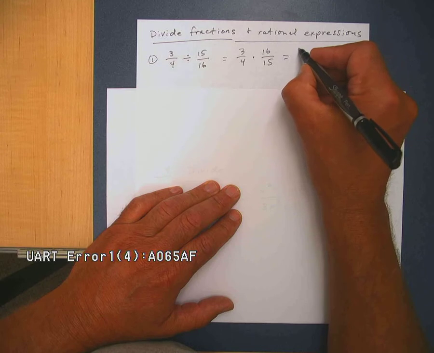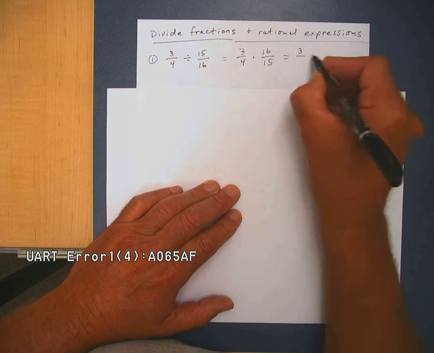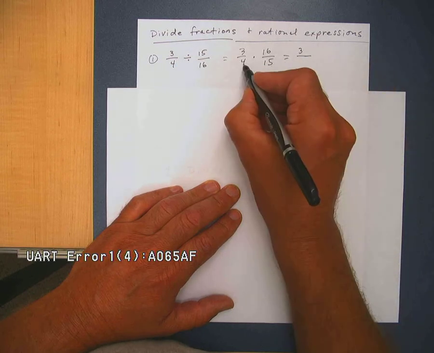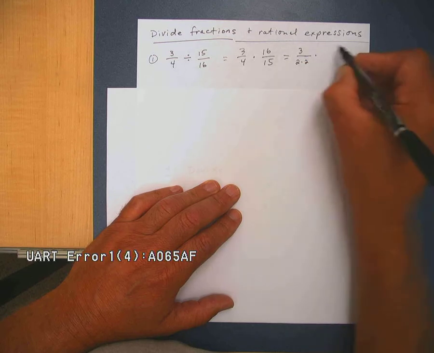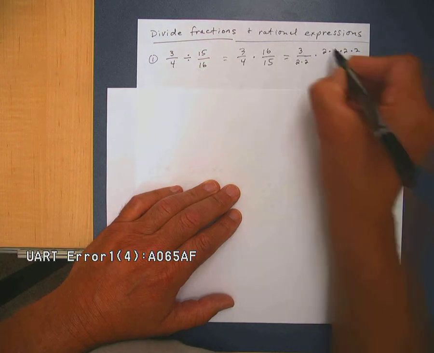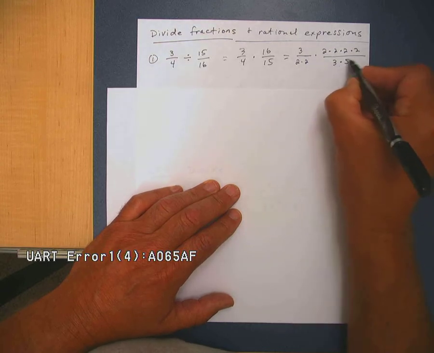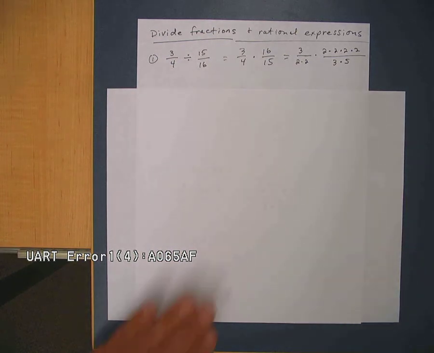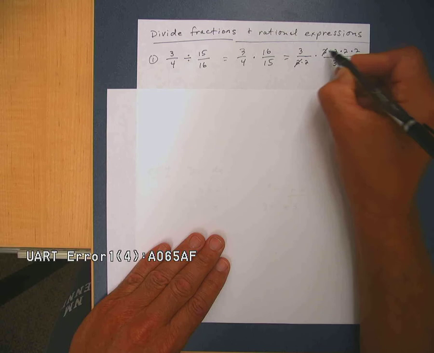3 is prime. We can leave it like that. 16 is, well, let's do the new denominator here first. 4 is 2 times 2. 16 is 2 times 2 times 2 times 2. Those are all of its prime factors. 15 is 3 times 5. Once we have it in factored form, we can divide out common factors to the top and bottom.